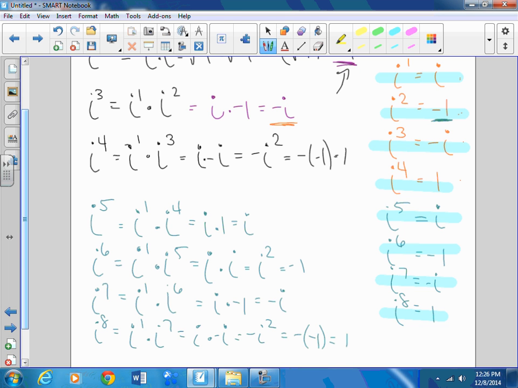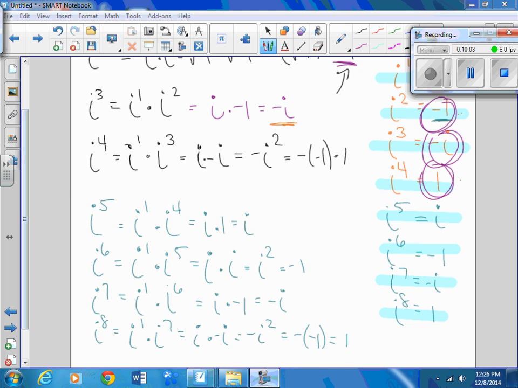Okay, so the way that I remember it is, for i's, it goes, ready, this is fun: i, negative 1, negative i, 1. I, negative 1, negative i, 1, and the middles are negative. So we can always remember the first 4 exponents of i, because it goes i, negative 1, negative i, 1, but the middles are negative. So we can use that. All right, I'm sorry, I'm over 10 minutes.